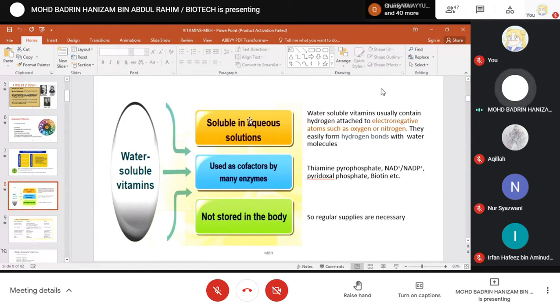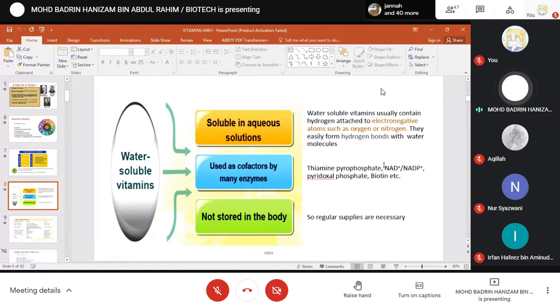By name, it's soluble in aqueous solution. Water soluble vitamins usually contain hydrogen attached to electronegative atoms such as oxygen and nitrogen, and easily form hydrogen bonds with water molecules, so we call them water soluble vitamins. They are used as cofactors by many enzymes. For example, TPP, thiamine pyrophosphate, and NAD plus and NADP plus.